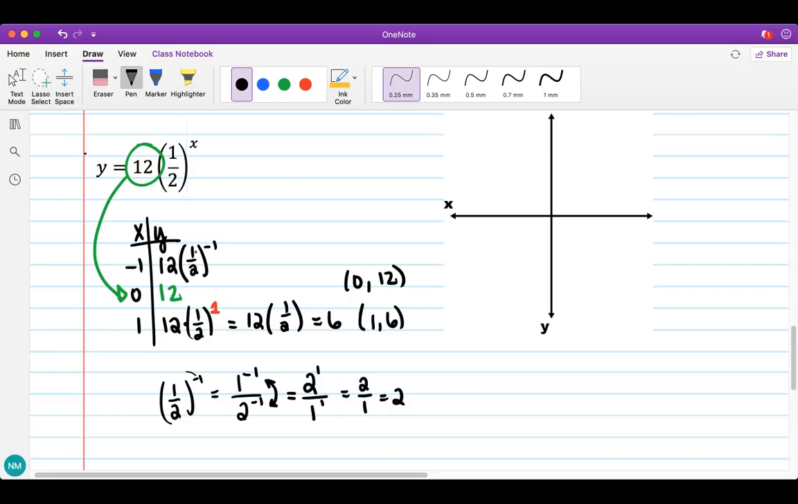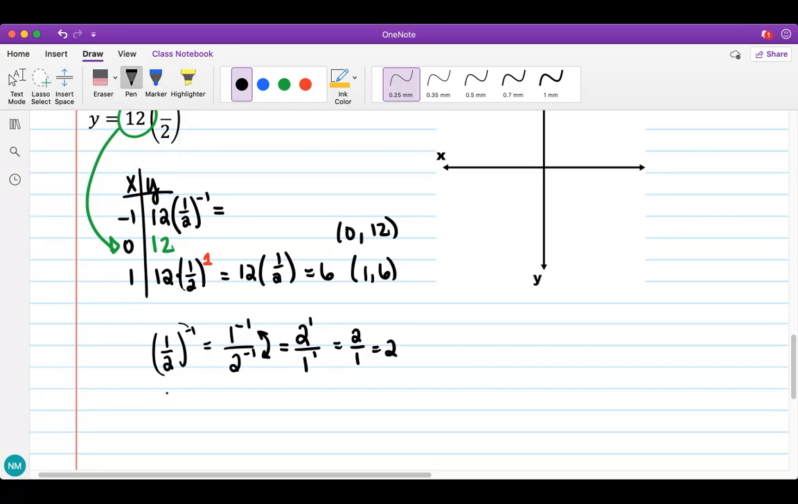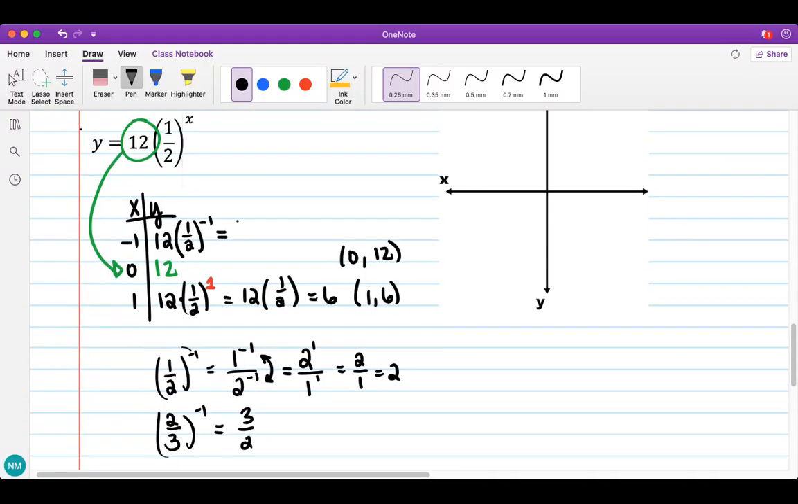All I did was flip them. So 1/2 to the -1 power is just 2 over 1. This is just the long way of explaining it, but it's just the reciprocal. So if I had 2/3 to the -1 power, it would be 3 over 2. You just flip it. So this becomes 12 times 2 over 1, which is 2, which is 24.